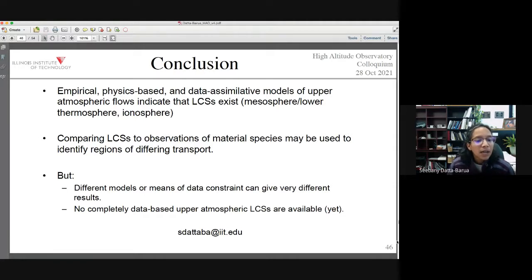But what we found also is that different models or means of data constraint can give quite different results, particularly at that 100-kilometer altitude range. And none of these results are completely data-based because we can't do flow imaging of our entire upper atmosphere yet. So with that, I'd like to thank you for your time. My email address is at the bottom, and I'm happy to take questions.